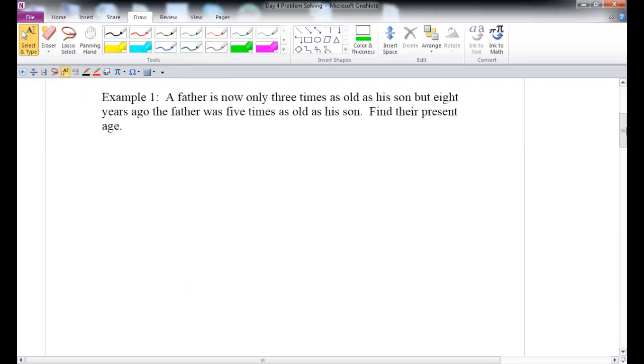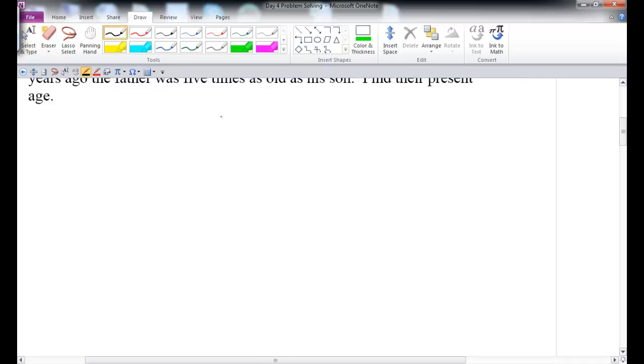A father is now only 3 times as old as his son, but 8 years ago the father was 5 times as old as his son. Find their present age. Now we have two relationships here that give us a system we can solve. Let's start with a let statement. Let's go with f equals the father's age, and let's say b, since my s's look like 5s, b equals the son's age.